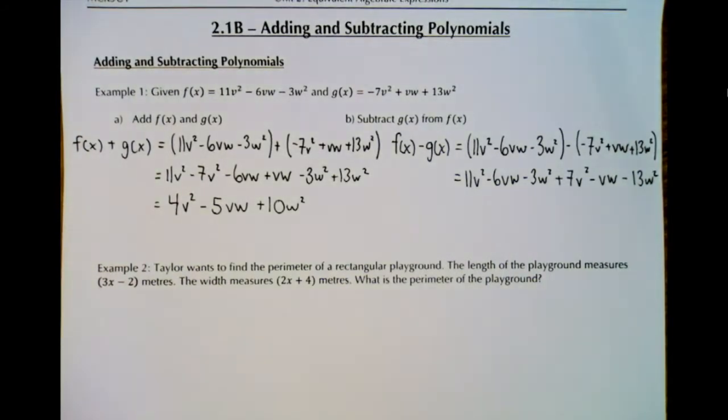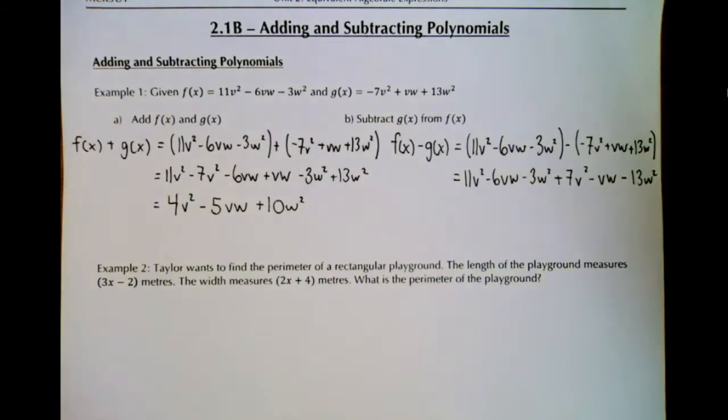Signs are really important, but the easy way to simplify this is if there's a minus sign in front of a bracket, you're adding all the opposites. So instead of negative v squared, it's positive v squared. Instead of positive vw, it's negative vw. Instead of positive 13w squared, it's negative 13w squared. Another way to think about it is you're just using the distributive property with the number -1. -1 times negative 7v squared is 7v squared. -1 times vw is negative vw. -1 times 13w squared is negative 13w squared. So the only difference in adding or subtracting is that in the second bracket, all the signs are switching.